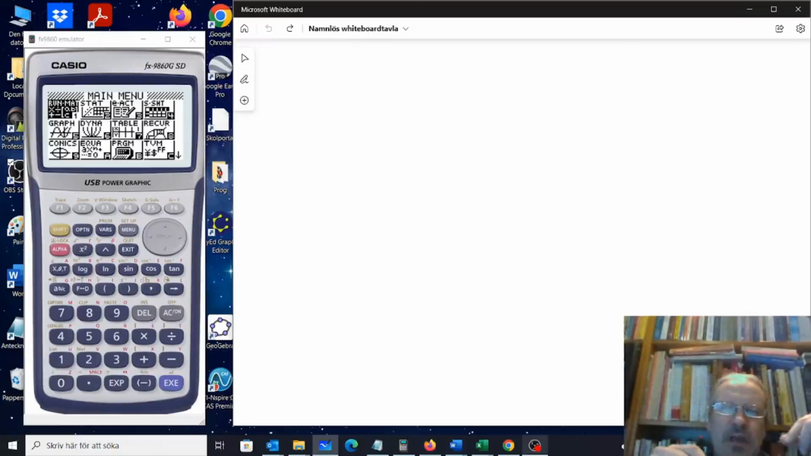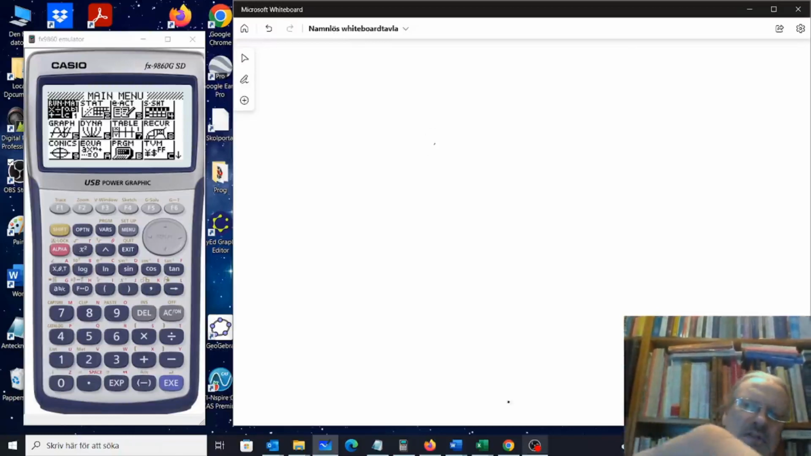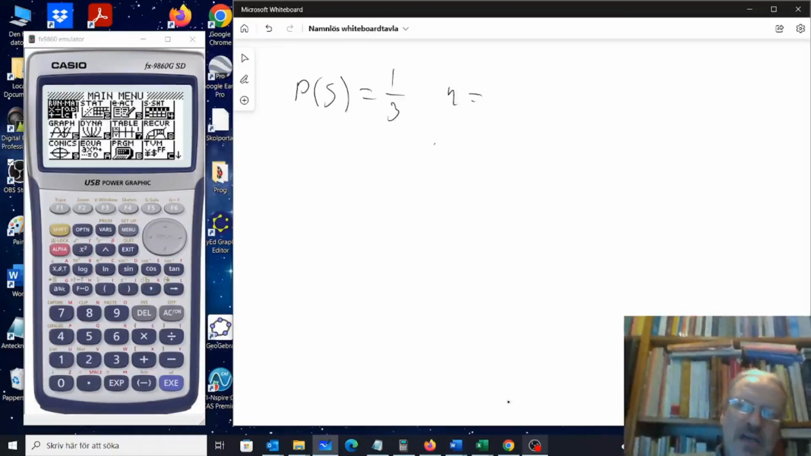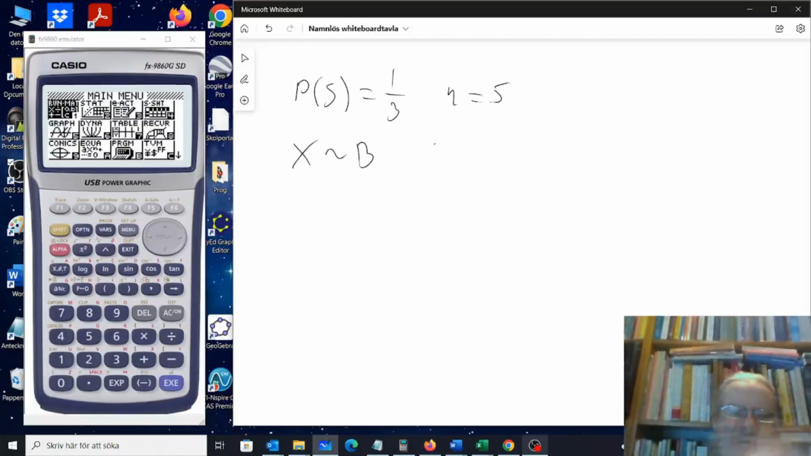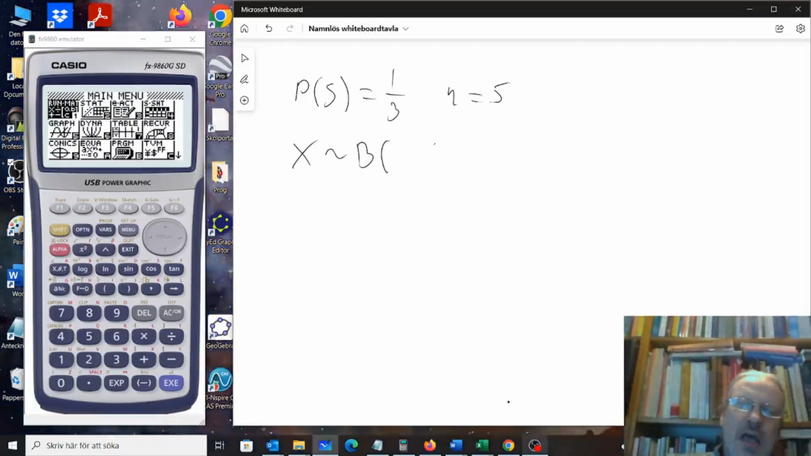So in the last video we talked about the problem with this die thing, and we said that the probability for success was 1/3 and the number of trials was 5. And this, by the way, is often written that our random variable X is a binomial distribution. This sign here means that it's of that type. So the X is of the type binomial distribution, and then we write the number of trials, comma, the probability.